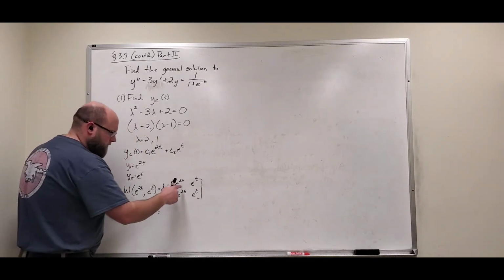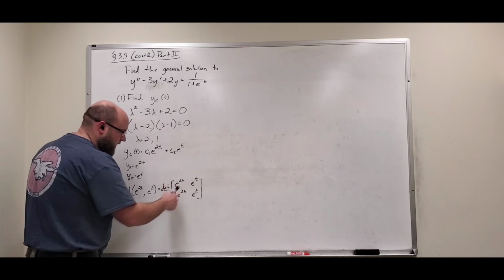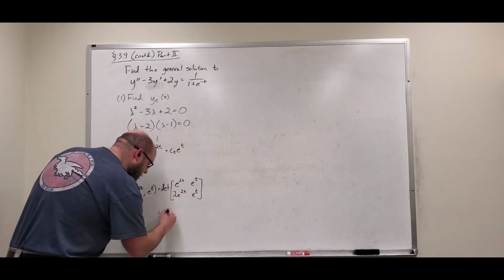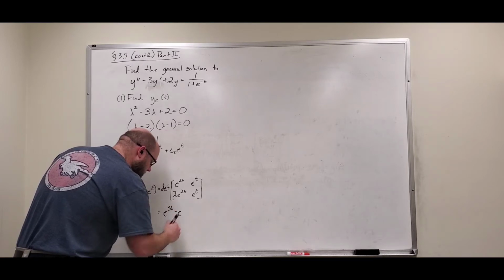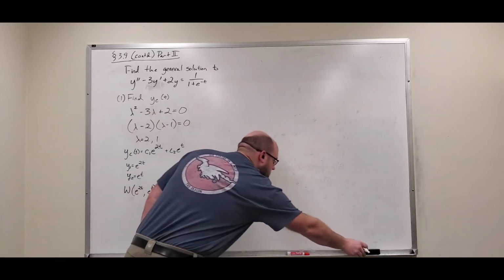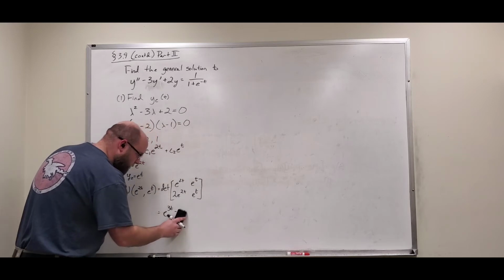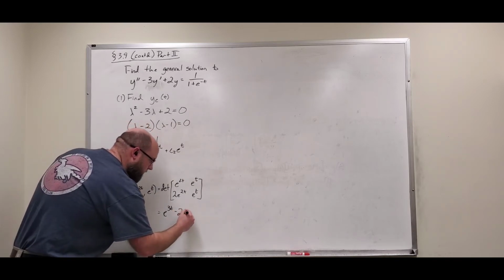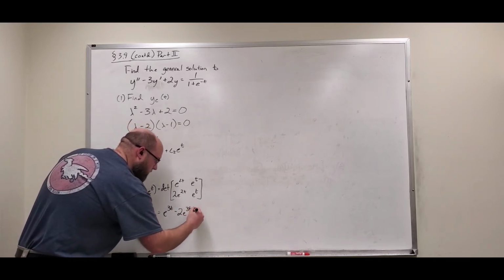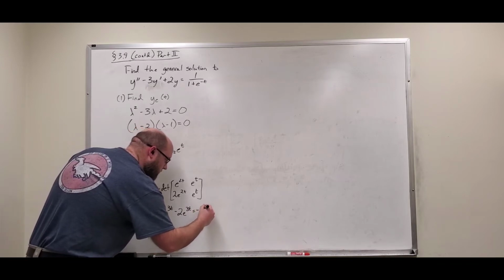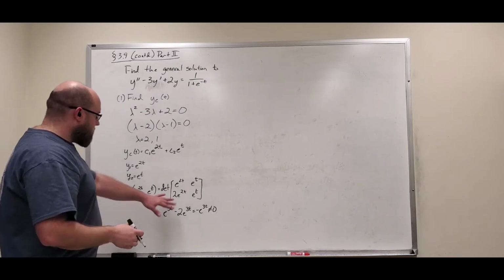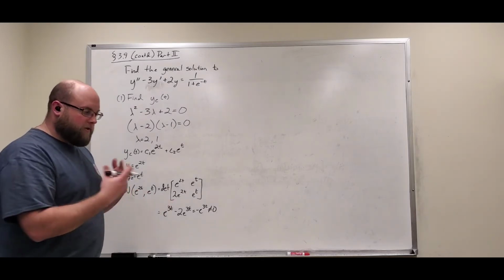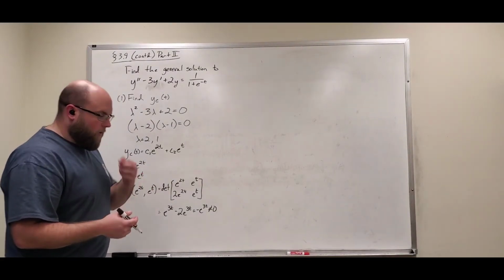All right, to find the determinant we multiply the diagonals and subtract. So we're going to get e to the 3t minus, don't leave off your constant values, minus the 2e to the 3t. And we get negative e to the 3t, which does not equal 0 for any value of t. So this does form a fundamental set, so we're ready to move on into our second part.